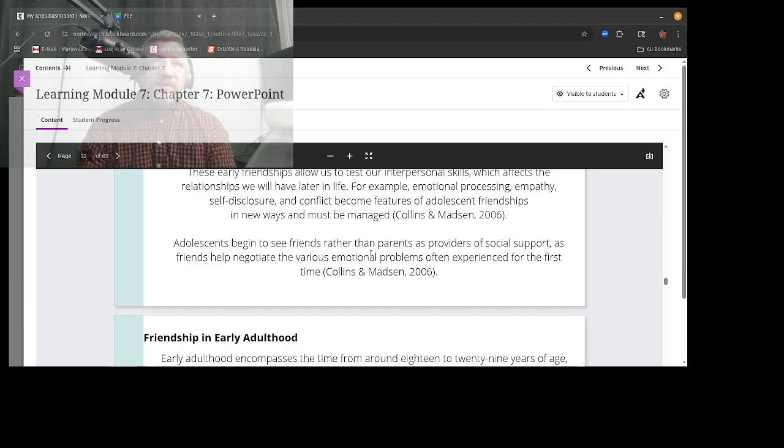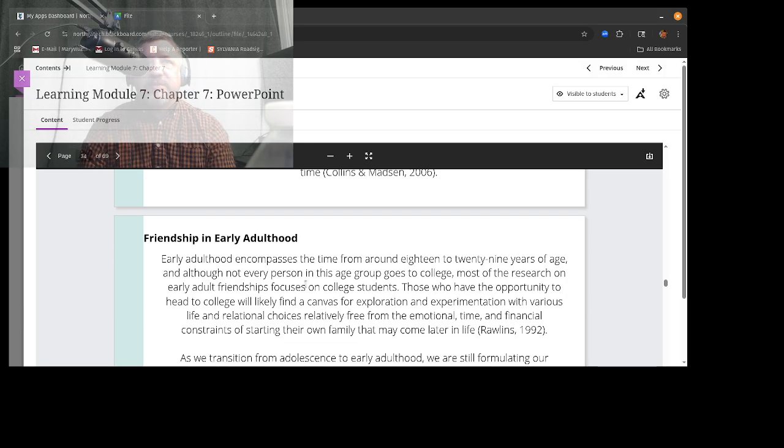Adolescents begin to see their friends, rather than their parents, as the provider of their social support network. Their friends help them navigate various emotional issues or concerns. So they're stepping outside the family.